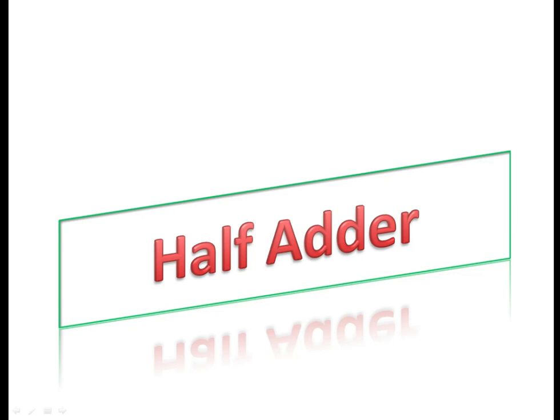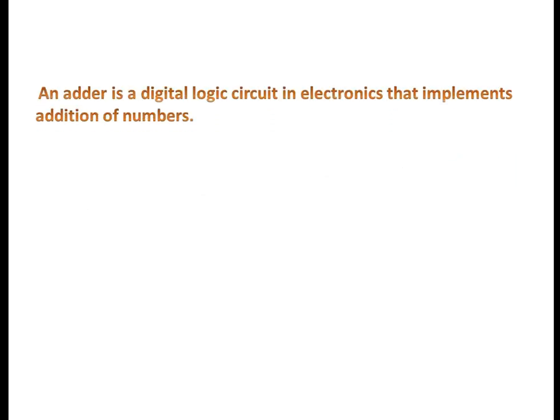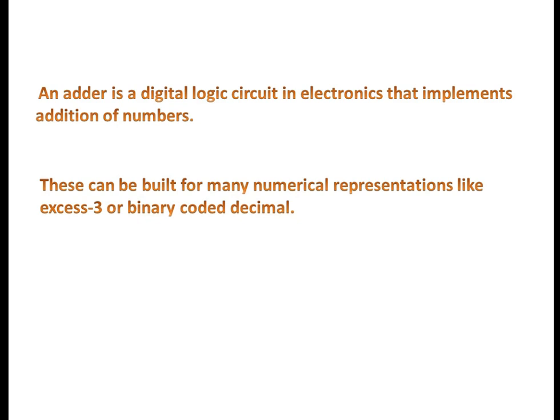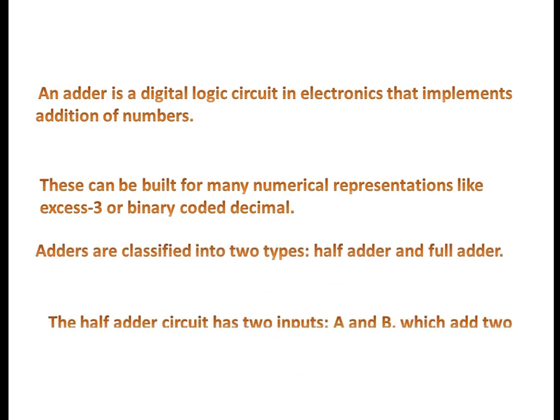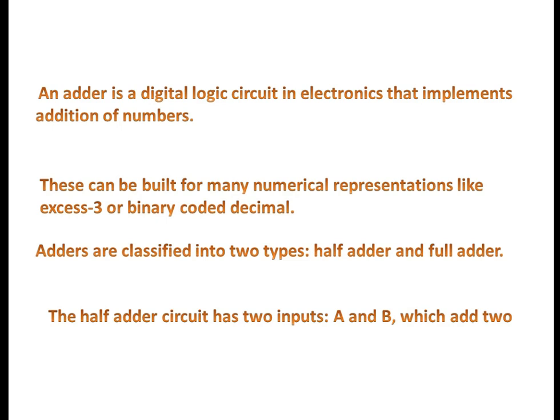Today we will discuss half adder. So adder is nothing but it's addition. An adder is a digital logic circuit in electronics that implements addition of numbers. We build it for many numerical representations like XS3 or binary coded decimals, and it has two types, that is half adder and full adder. When you are taking half adder it has A and B, but when you are taking full adder it has A, B and C also.